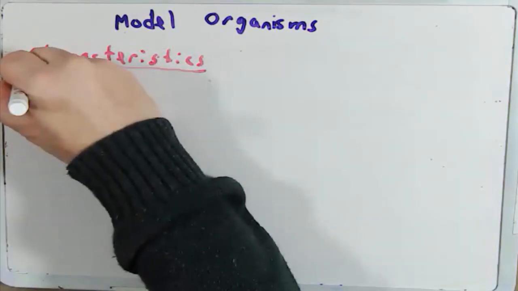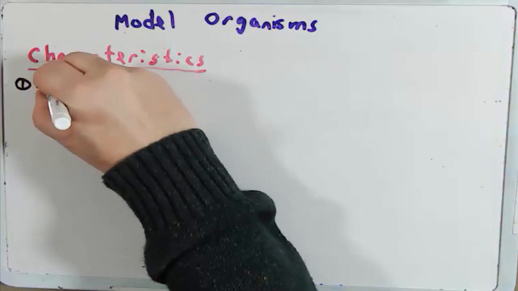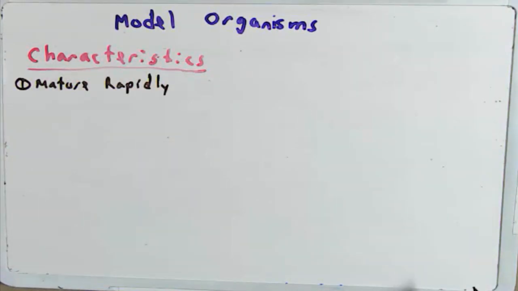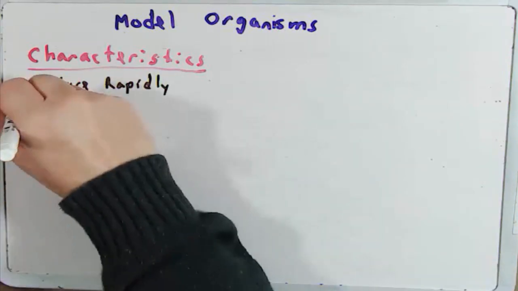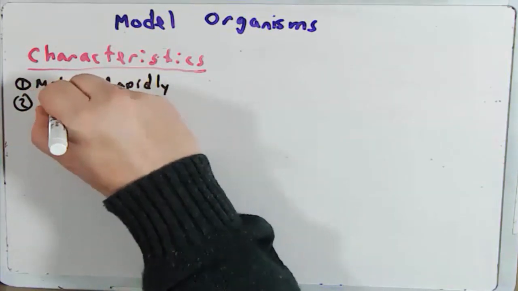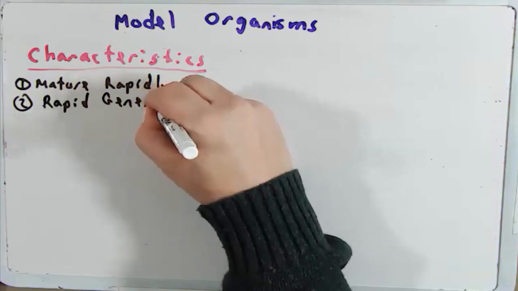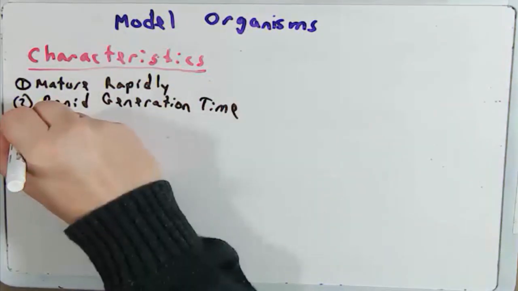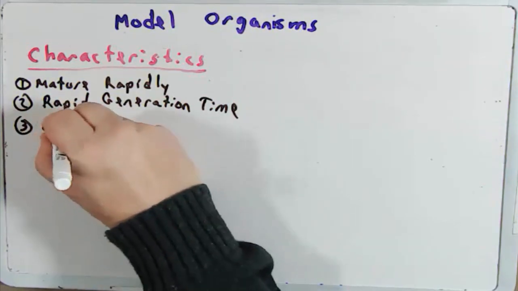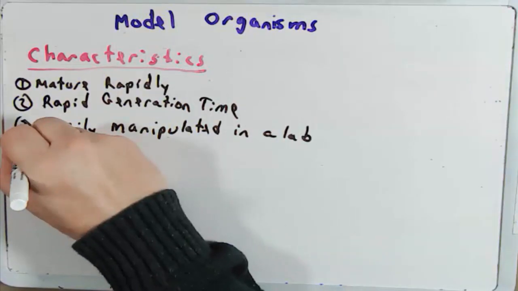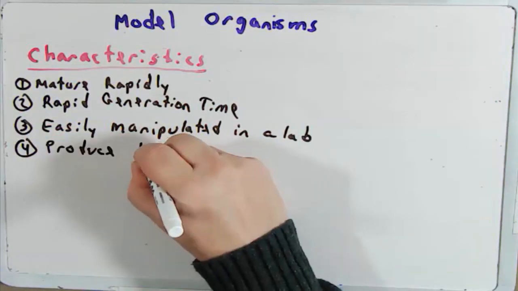They will typically mature rapidly. You don't have to wait years for them to mature. They might mature in a matter of hours or days, or maybe weeks in some cases. Related to maturing rapidly, they have a rapid generation time. Model organisms are easily manipulated in a lab. Model organisms produce large amounts of progeny.